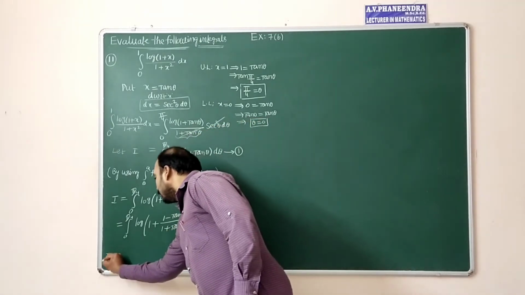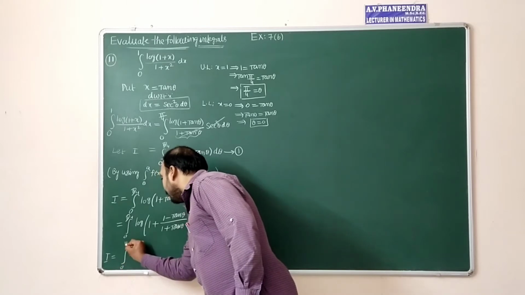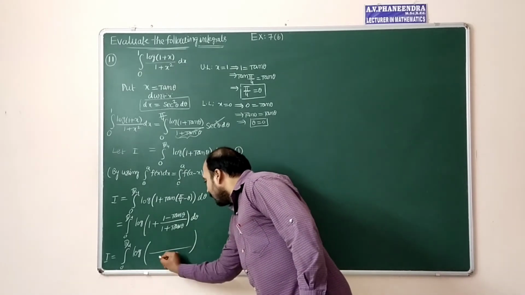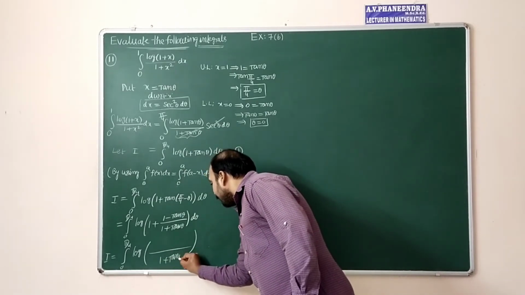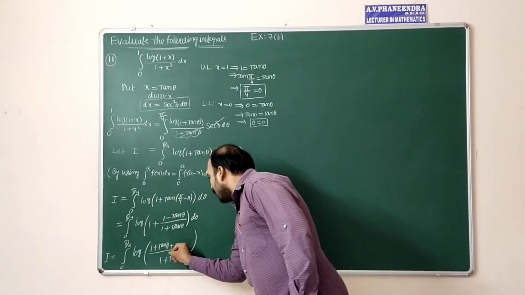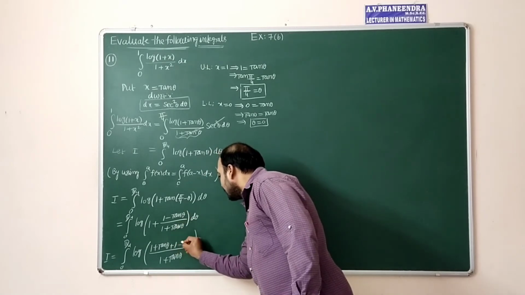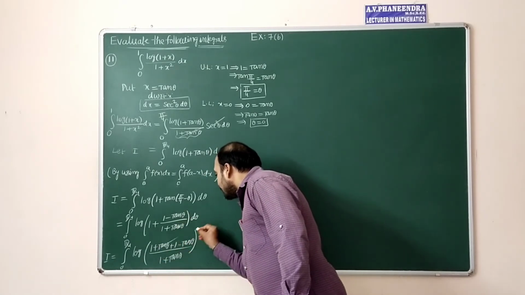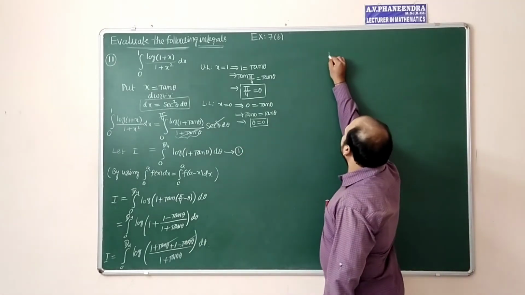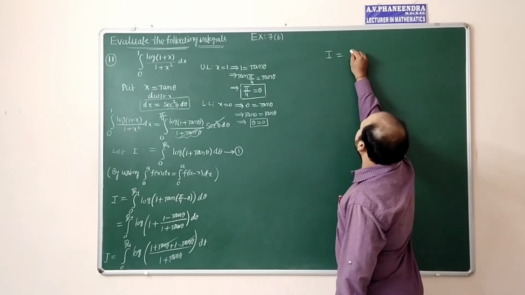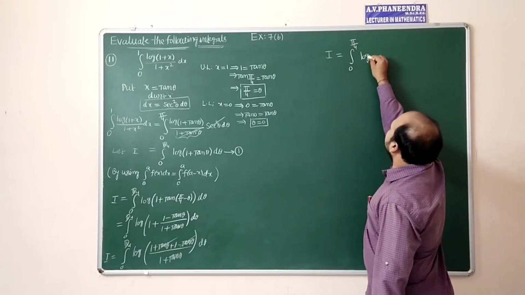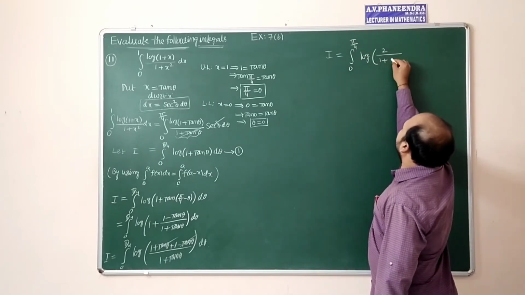So I equals integral 0 to pi by 4 of log of, take LCM here, 1 plus tan theta. 1 plus tan theta into 1 is 1 plus tan theta, plus just one time, 1 minus tan theta. So plus tan theta and minus tan theta get cancelled, into d theta. So I equals integral 0 to pi by 4 of log of 2 by (1 plus tan theta) into d theta.